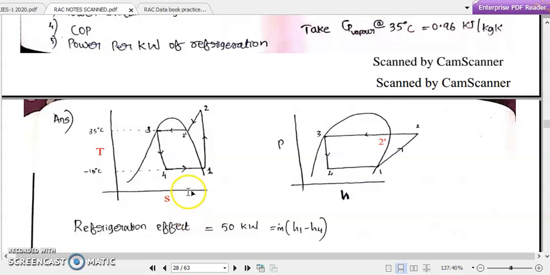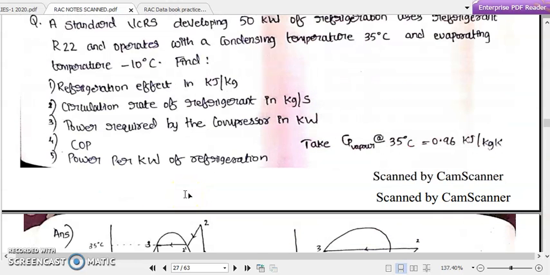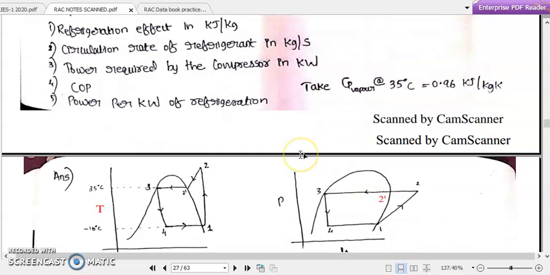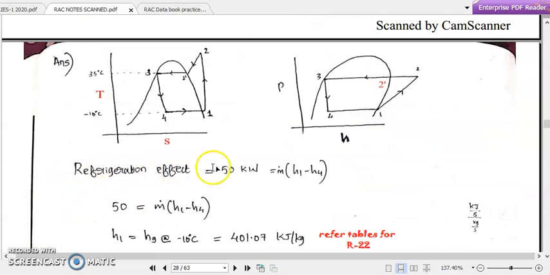Okay, so now let us again read the question and try to mark the given data on our thermodynamic diagrams. So first of all, a standard VCRS developing 50 kilowatt of refrigeration. What is meant by this 50 kilowatt of refrigeration? We know that it is the refrigeration effect, so the refrigeration effect itself is given straight away, like 50 kilowatt. But where is this refrigeration effect happening? During 4 to 1.